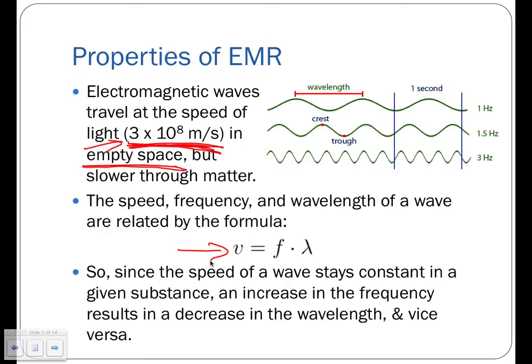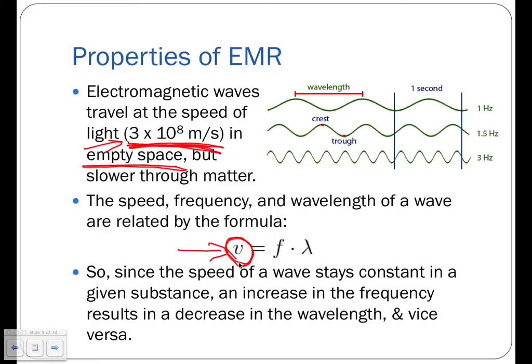We said that the speed depends on the substance the electromagnetic wave travels through. And so this v right here, for the most part, as long as the wave doesn't switch substances, stays the same. If it starts off in water, it stays in water. If it starts off in empty space or a vacuum, it stays in the vacuum. v doesn't change. But the frequency and the wavelength can.